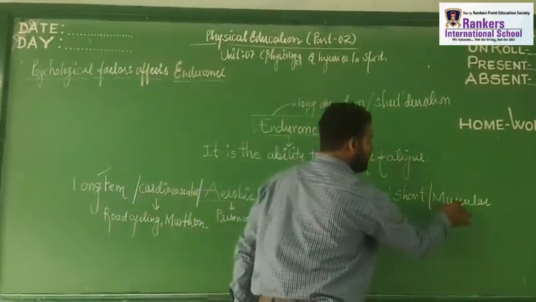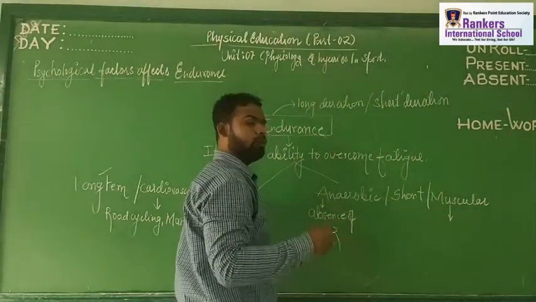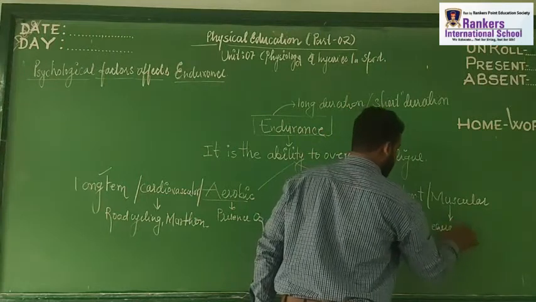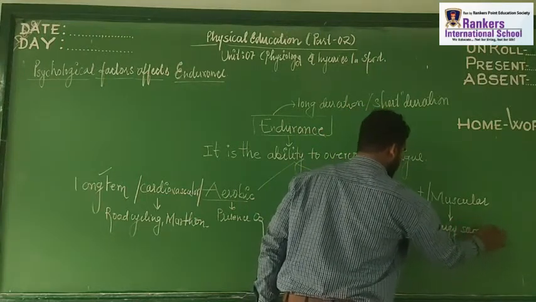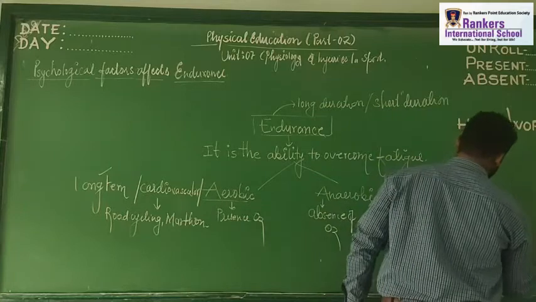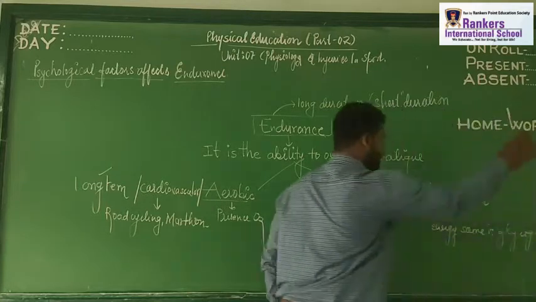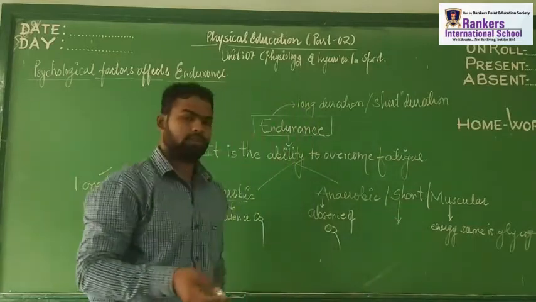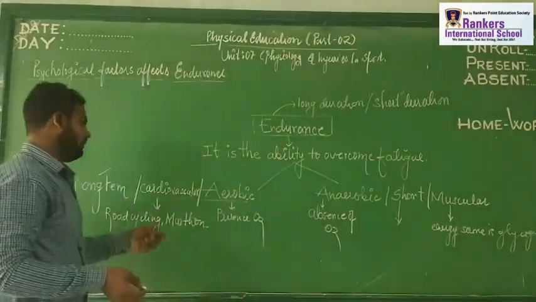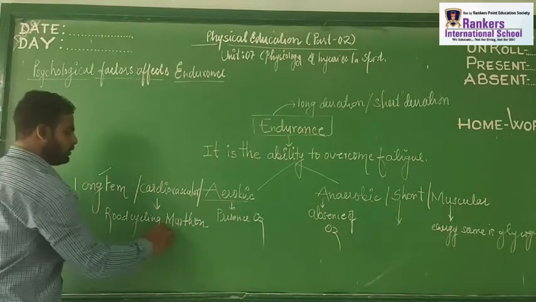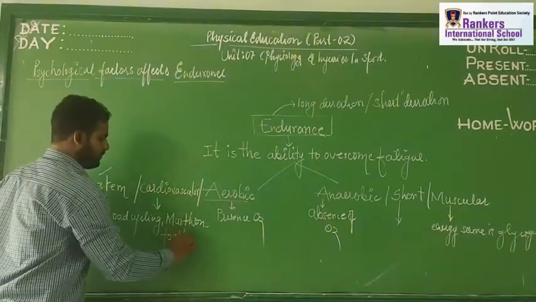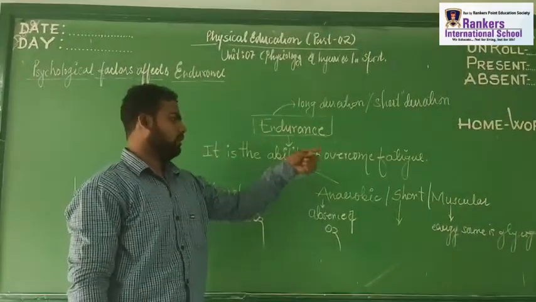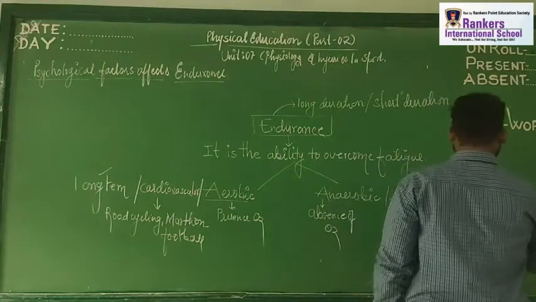So why is it called muscular? Because the muscles will use the stored glycogen. So the energy source is glycogen. It is short-term endurance, like the example of a 50-meter dash. And football is also an example. Almost all the games require this anaerobic short-term muscular endurance.